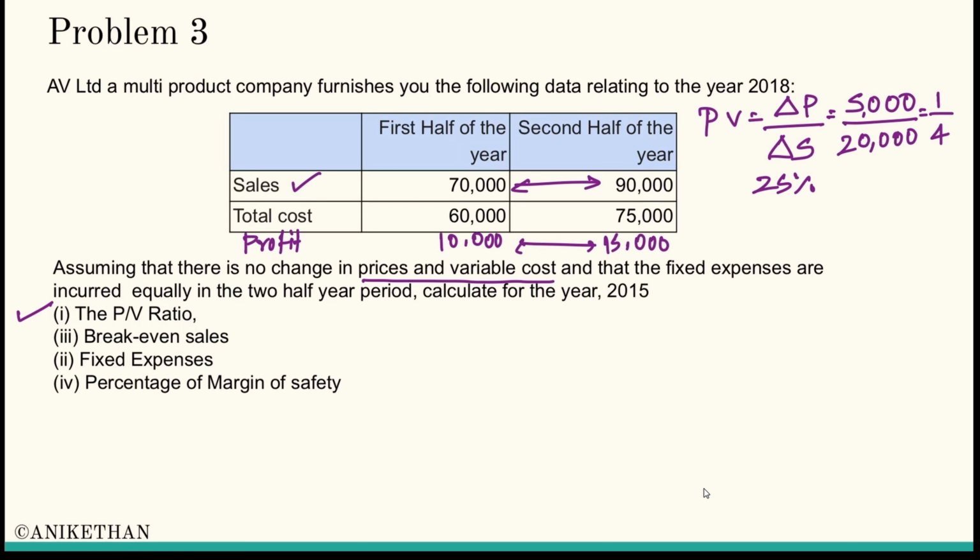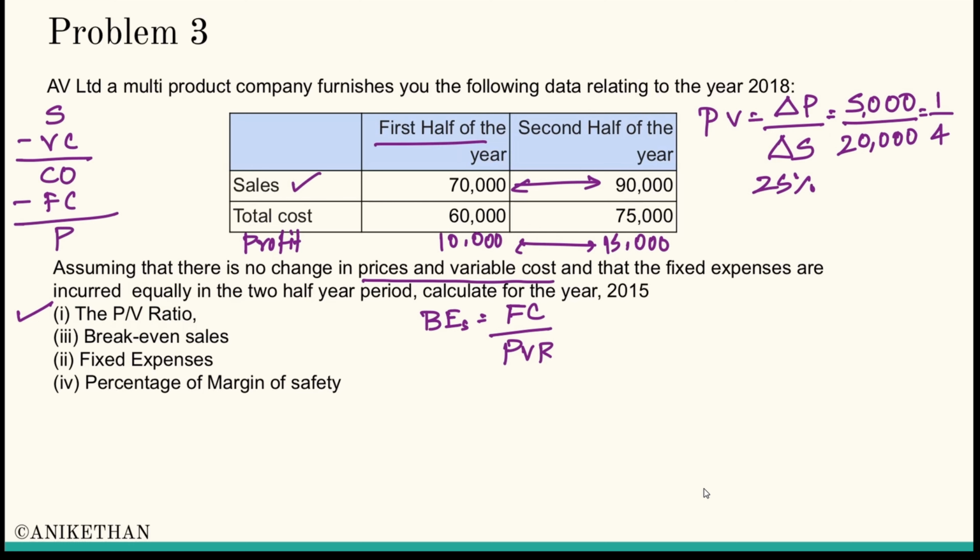Second is break-even sales. So break-even sales is given by the formula fixed cost divided by PVR. But in the question total cost is given, fixed cost is not there. So then how do I calculate fixed cost? I have to go to the statement of marginal costing and then find out. The statement of marginal cost starts with sales minus variable cost is equal to contribution, then minus fixed cost is equal to profit.